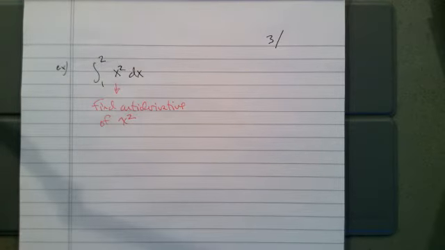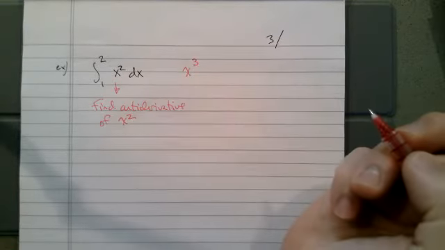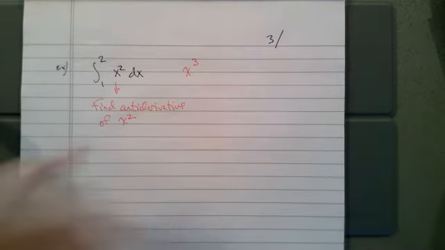Remember, the process for finding the antiderivative of a function is the inverse of finding the derivative. To find the derivative, we multiply by the exponent, then we subtract 1 from the exponent. The inverse of that is to add 1 to the exponent. We add 1 to the exponent and divide by the new exponent.